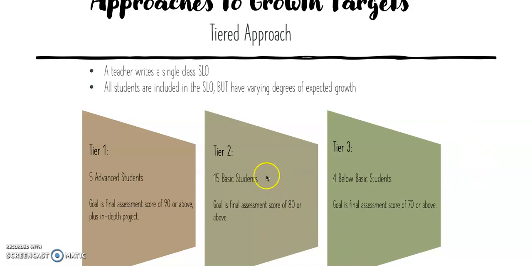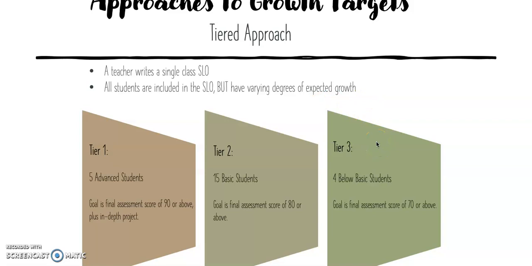This would probably be the majority of my students if I'm doing a tiered approach. Tier 3 would be my students who are working below grade level. These are the ones who might not be working at the same pace as everybody else. So the whole point of the SLO is that not everybody gets the same growth target in your class or in your course, but that they get what they need. So I could have students in Tier 1 whose growth target's a lot higher than those in Tier 3.